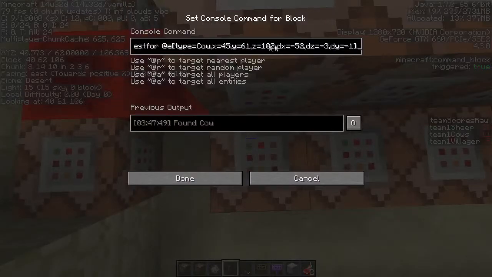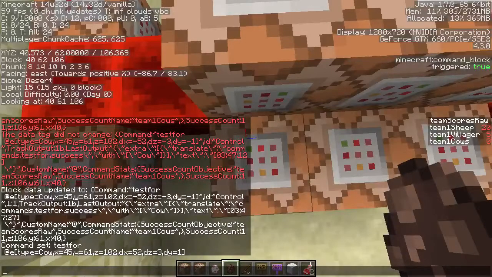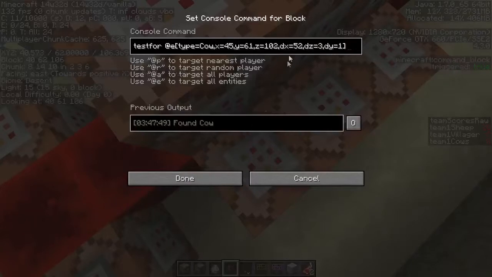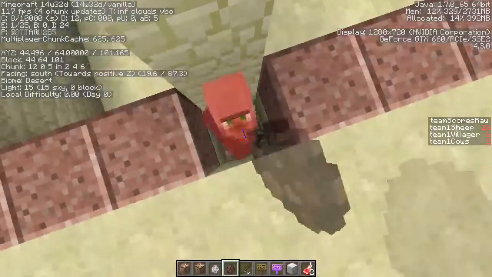I would have to say the issue is with the selector. And the wiki says not to have the dx, dz, and dy negative at all. Like, the values must be positive. My question is, though, with the dx, dz, and dy positive, where is it detecting the cows? You are not a cow.